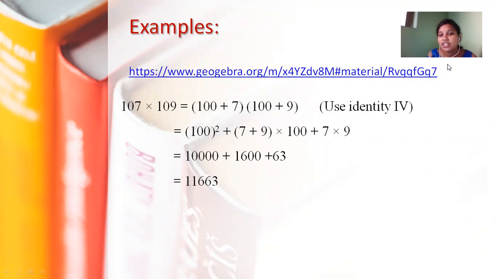Which identity are we using here? Identity number 4. What is identity number 4? (x + a)(x + b). So I split 107 as 100 plus 7, and 109 as 100 plus 9. What is (x + a)(x + b)? x square plus (a + b) into x plus ab. The same way I did. So we can do multiplication directly, but by using identities, we can go with the simplest way. I have given a link here also, which we'll discuss in the live session. How is this possible?